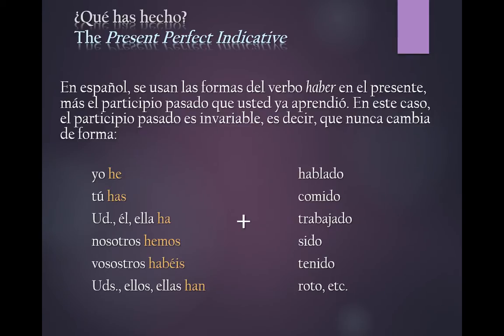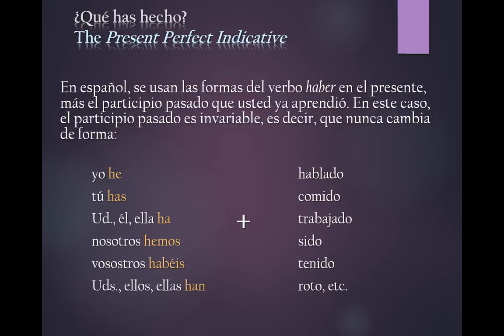Now we want to run it all together and say yo he hablado, and very often you don't say the pronoun in front. So if you want to say I have spoken, you just say he hablado. You have eaten, tú has comido, and we say it tú has comido or just has comido. And notice they run together, and sometimes you really don't hear the form of haber very clearly.